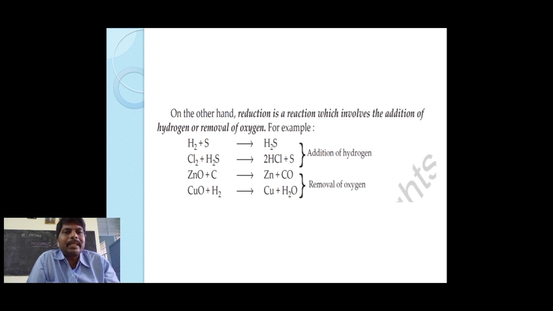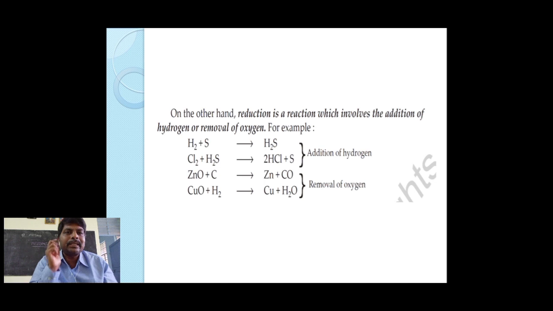For example, you can see in the first one, for sulfur, H2 is added. So addition of hydrogen, so it is a reduction reaction. Second one, Cl2: for Cl2, H2 is added. So addition of hydrogen takes place, so it is a reduction reaction.